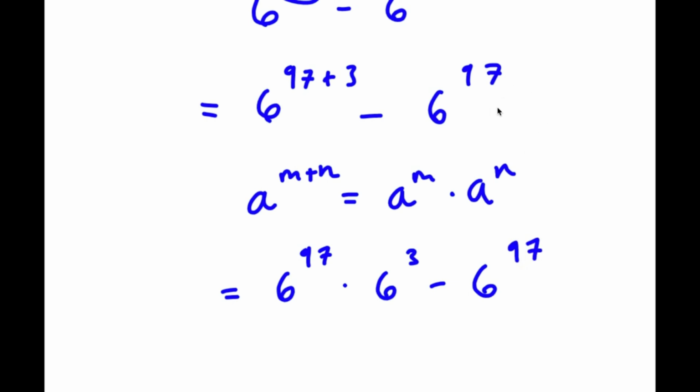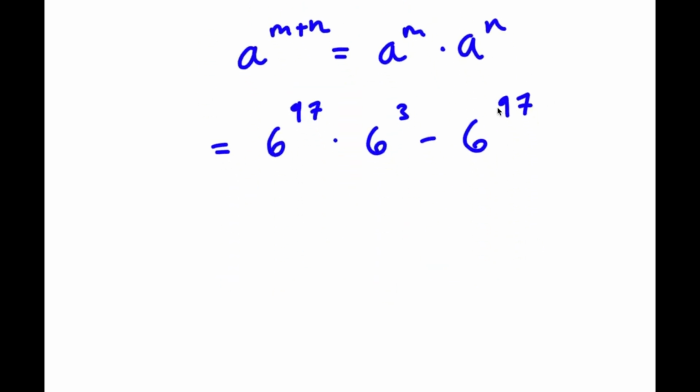Now from here, if I factor out 6 to the power of 97, I get 6 to the power of 97 times, now 6 to the power of 97 divided by 6 to the power of 97, 6 to the power of 97 times 6 to the power of 3 divided by 6 to the power of 97. All that's going to be left is 6 to the power of 3, and negative 6 to the power of 97 divided by 6 to the power of 97 is negative 1. So I have 6 to the power of 97 times 6 to the power of 3 minus 1.